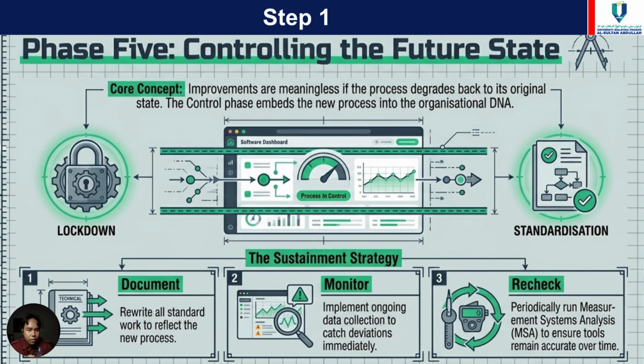Okay. So first, the sustainment strategy. First, document: we rewrite all standard work to reflect the new process, and then monitor. After we use the solution, we also need to collect the after data to catch deviation immediately, and then we also need to recheck periodically and run measurement system analysis to ensure tools remain accurate over time.